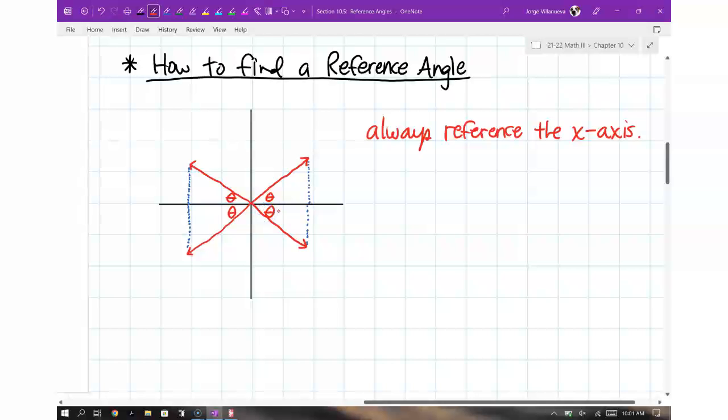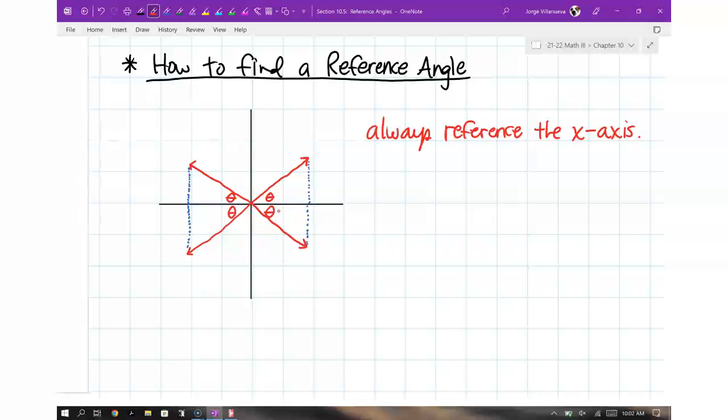Anytime you try to find a reference angle, you always want to reference the x-axis and figure out that angle in there. Like I said, I know this sounds kind of weird. I'm hoping that once you see me do some problems, you'll think, okay, that's not that bad. It just looks worse than it is. So we'll check right now.